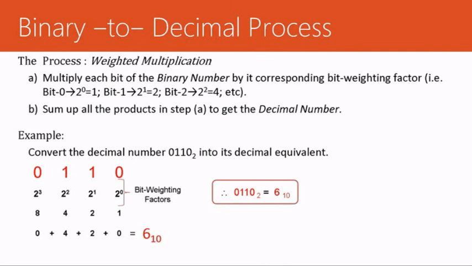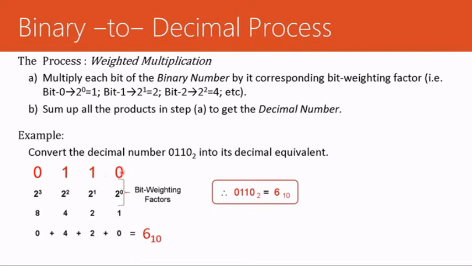And now, let's convert binary to decimal. The process to convert binary to decimal is what we call weighted multiplication. So we're going to multiply each bit of the binary number by its corresponding weight factor. We start from bit 0, which is 2 raised to 0, equal to 1. Bit 1 is 2 raised to 1, equal to 2. And bit 2 is 2 raised to 2, equal to 4, etc. And we're going to sum up all the products in step A to get the decimal number.